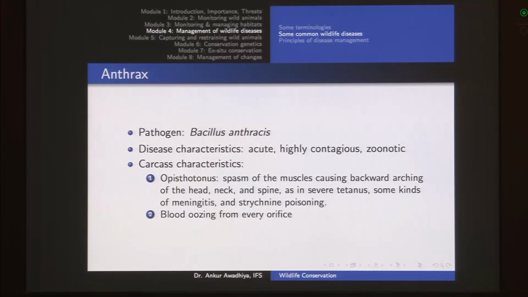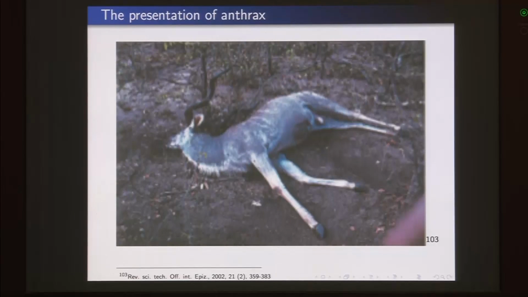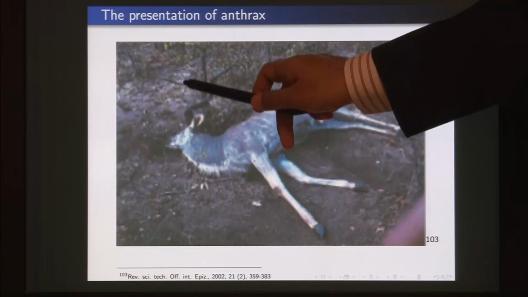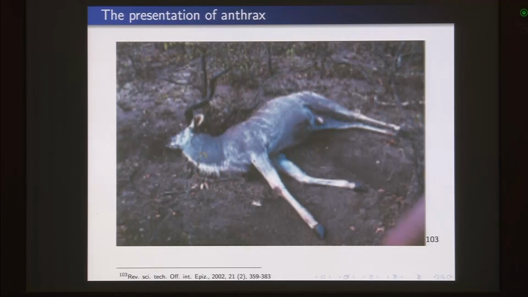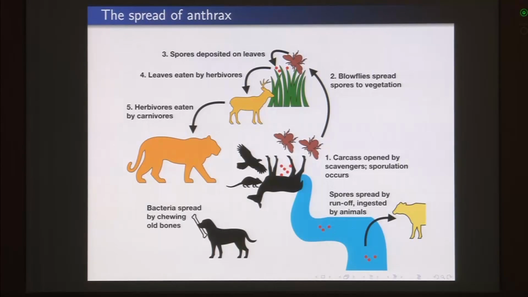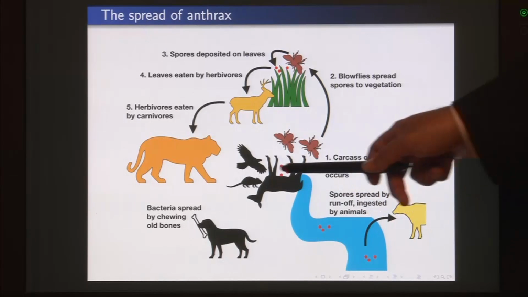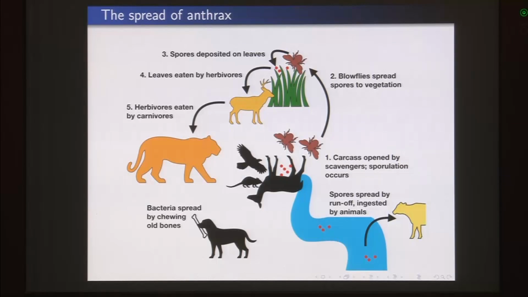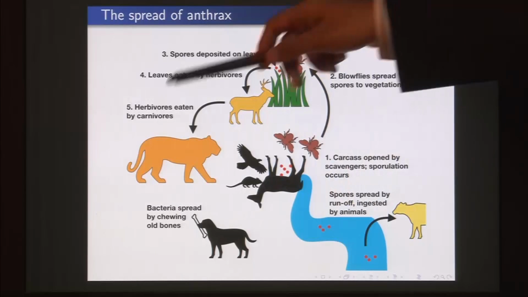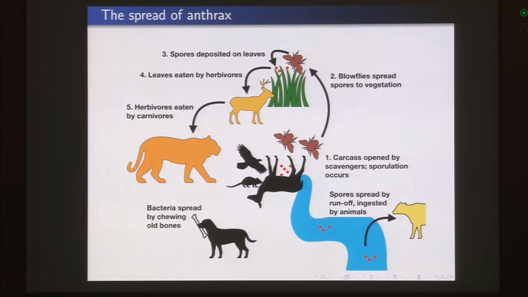So we began with anthrax. The most important factor is that if you see a dead animal in which the neck has moved to the back and there is blood oozing out from every orifice, then it could be a case of anthrax. Now in the case of anthrax, if this animal has died and if there are scavengers that open up its body, or if you go for a post-mortem examination, all these bacteria would convert into spores and these spores would then further propagate throughout the system. So if there is an anthrax, do not go for a post-mortem examination.